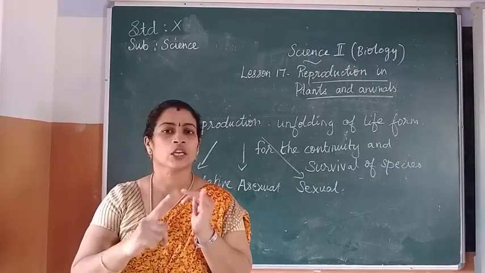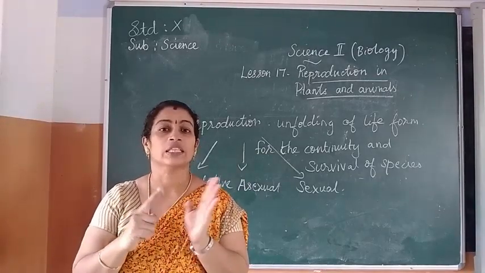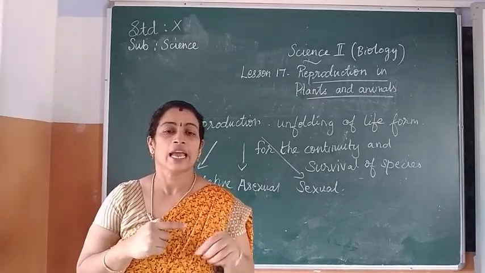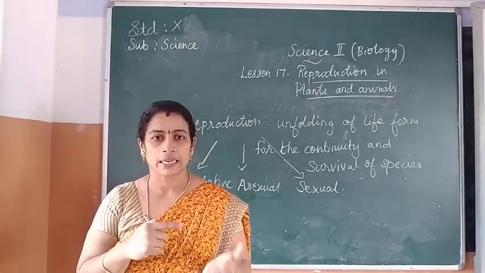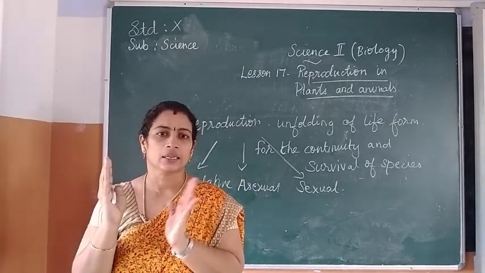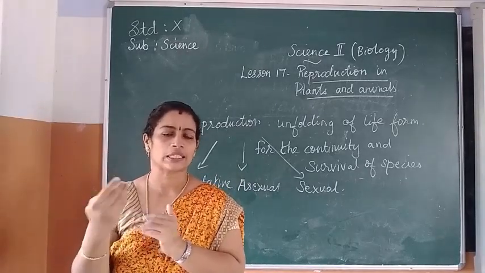What are the vegetative parts? Maybe root, stem, leaves, and buds. These are the four vegetative parts of the plants, and from these, new plants will arise. In this process, no formation of gametes takes place.